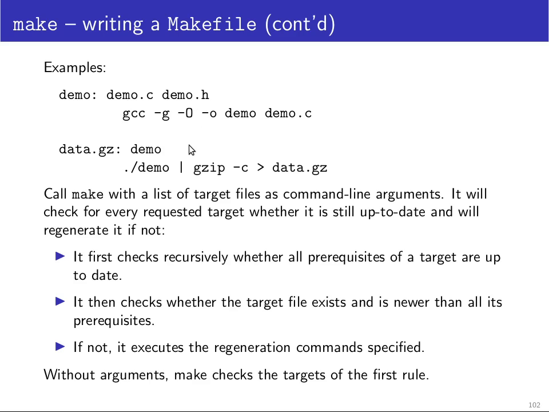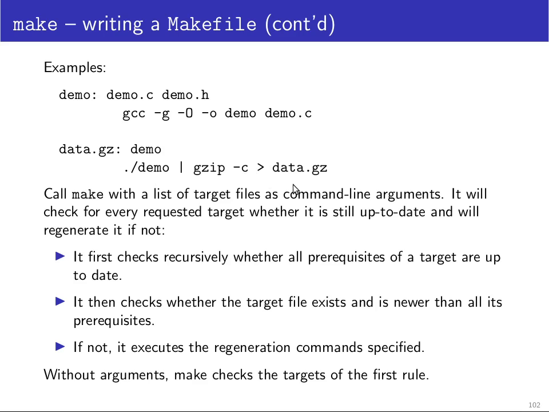Then we have here a second rule that explains how to produce the data.gz file, and that has a prerequisite, the demo file that the previous rule produced as a target, and it calls that file and then compresses the standard output of that executable when it's running and calls the result data.gz.